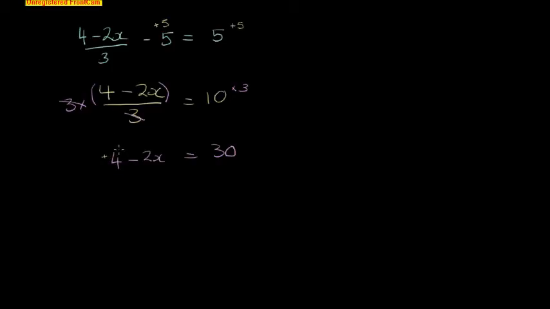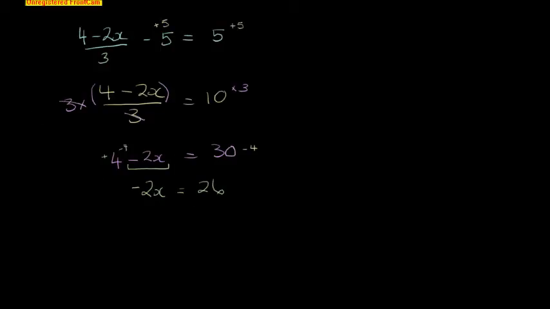So the opposite of, or to get rid of a positive 4, we take 4. I'm going to take 4 from both sides. So that'll leave us with negative 2x. And it's really important not to lose the negative here. This part here doesn't change when we take away the 4. So we've got to keep the negative through the next step. So 30 minus 4 is 26.